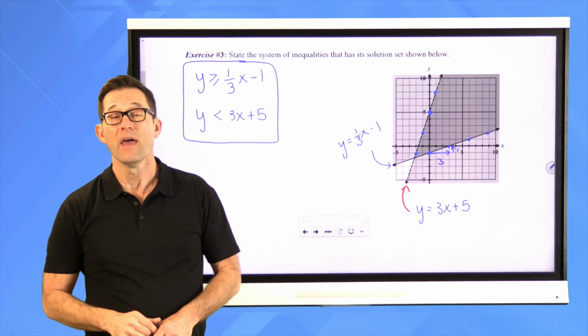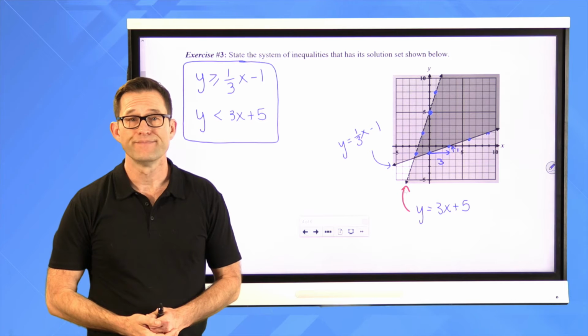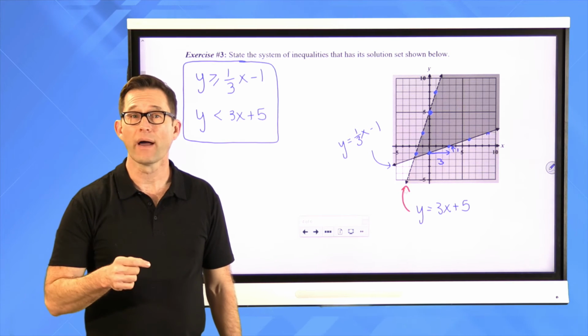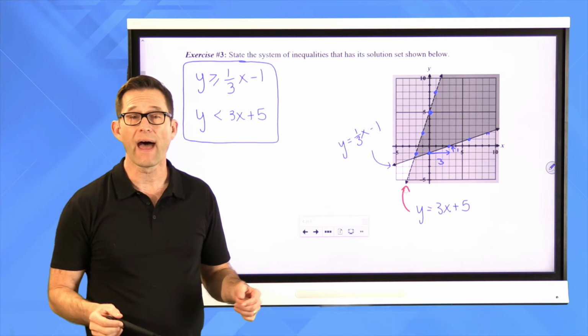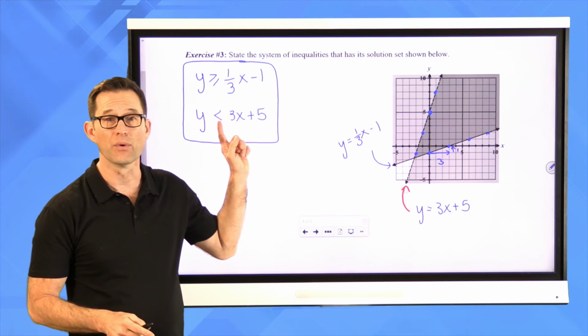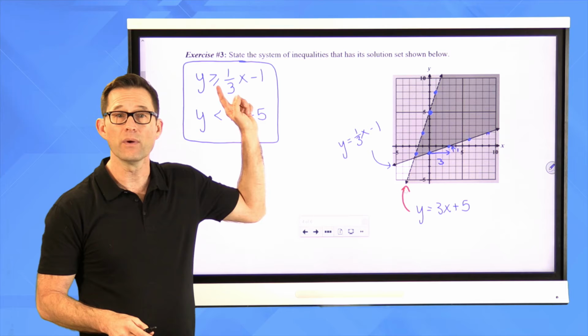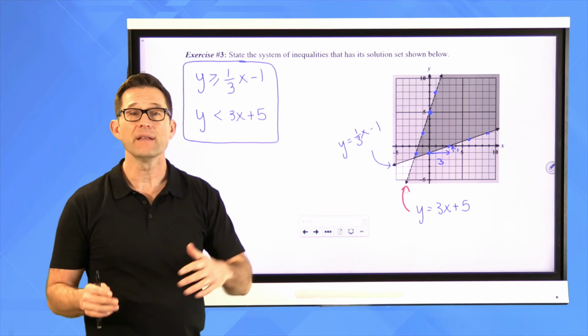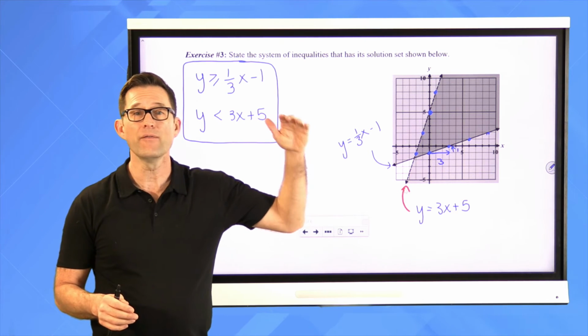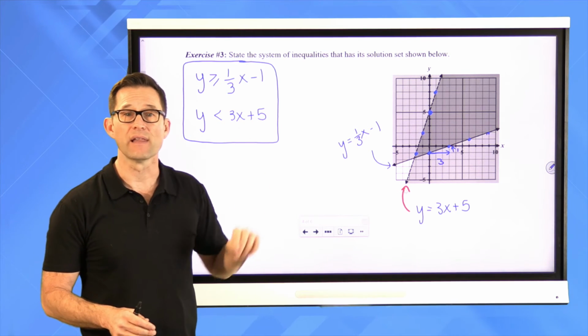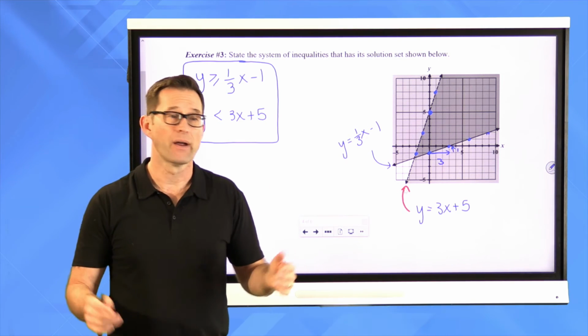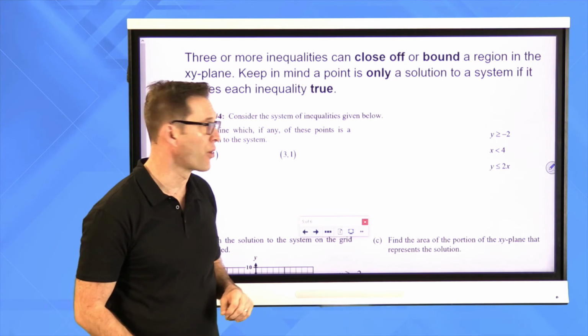All right. Now again, what does that boil down to? It boils down to being able to figure out the equations of the lines that are graphed, and then knowing if they're dashed, we don't include the equal sign. If they're solid, we do include the equal sign. And then it's about knowing whether we've shaded above, in which case it's greater than, or shaded below, in which case it's less than. All right, let's tackle one more problem.